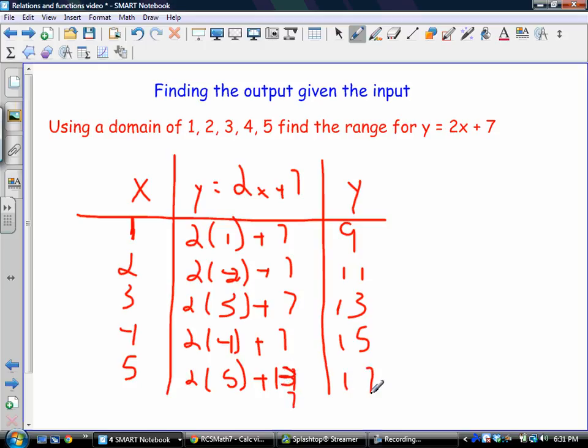And so my range, remember that's all my output values, that would be 9, 11, 13, 15, and 17. That is my range for this problem. That's all you do. You need to find outputs or a range given inputs or a domain. You use this simple table of values: 3 columns, your inputs or x's, the function where you actually sub in, and then your outputs or your y's where you write down the answers, and that's your range.